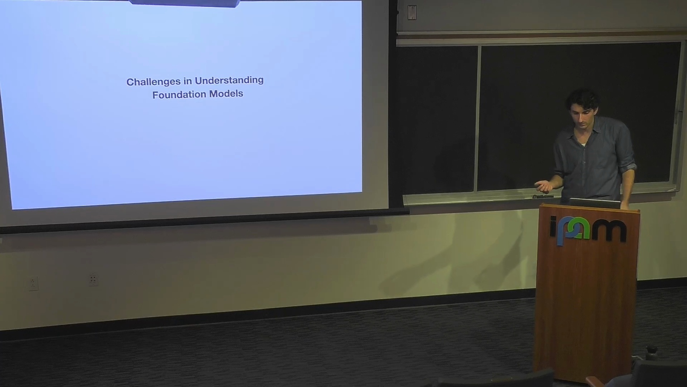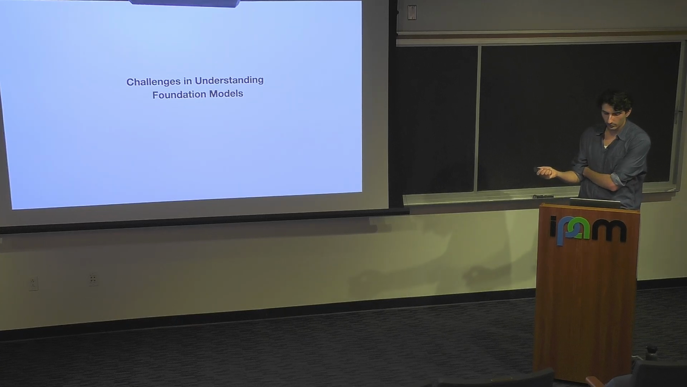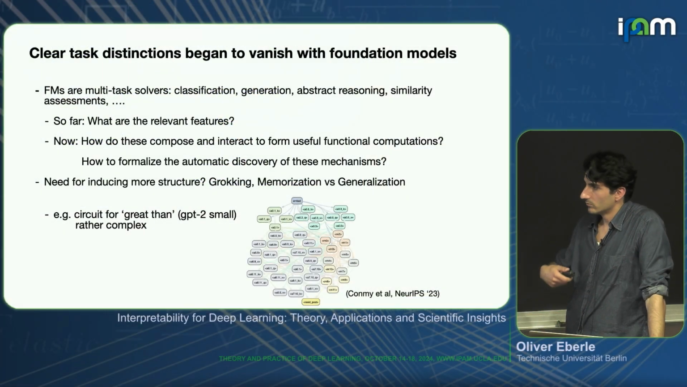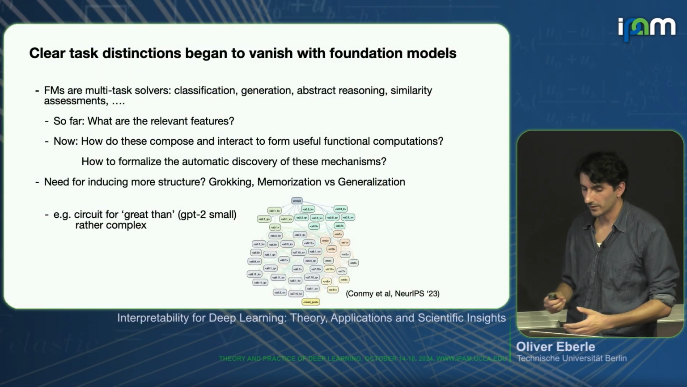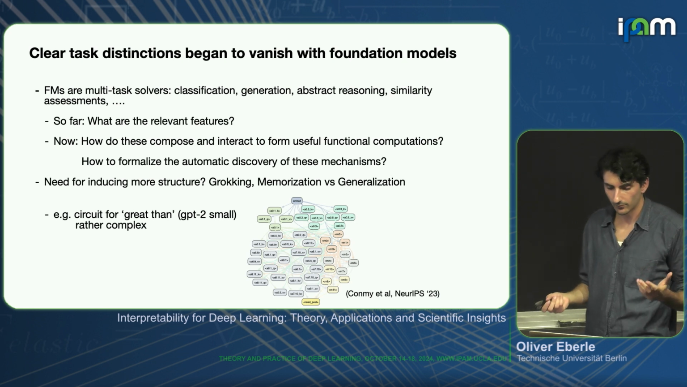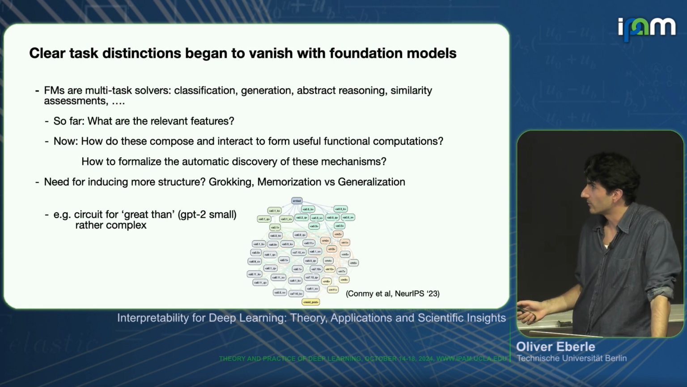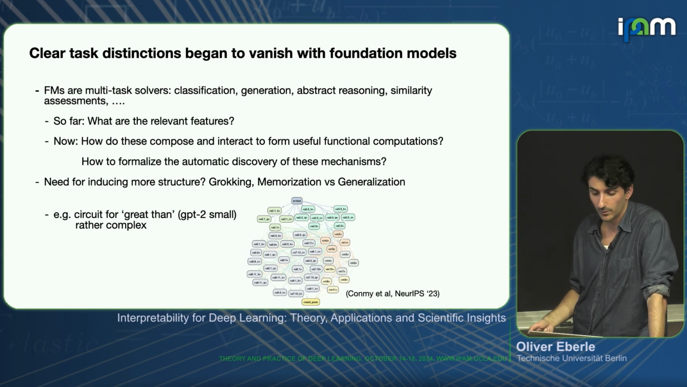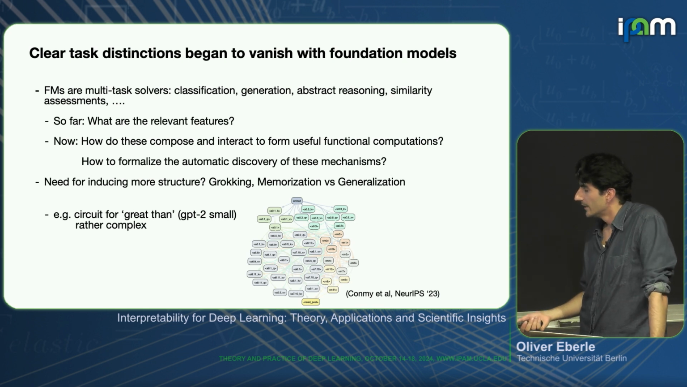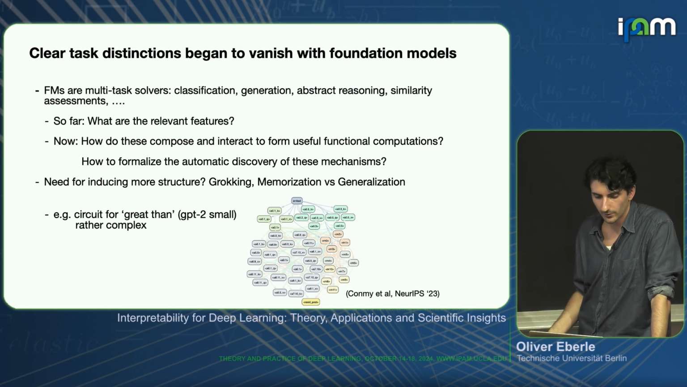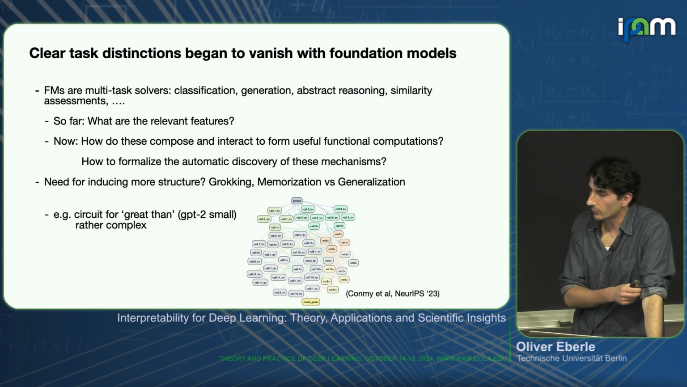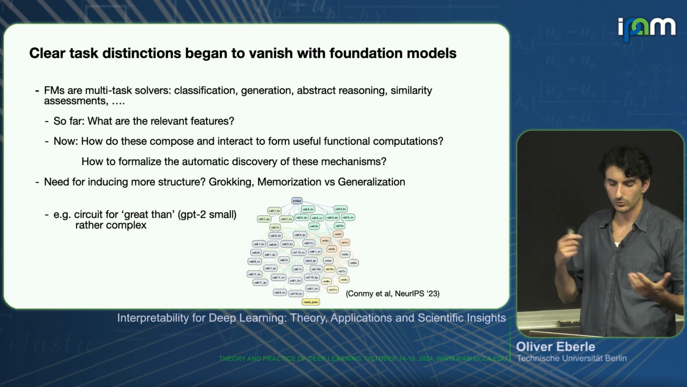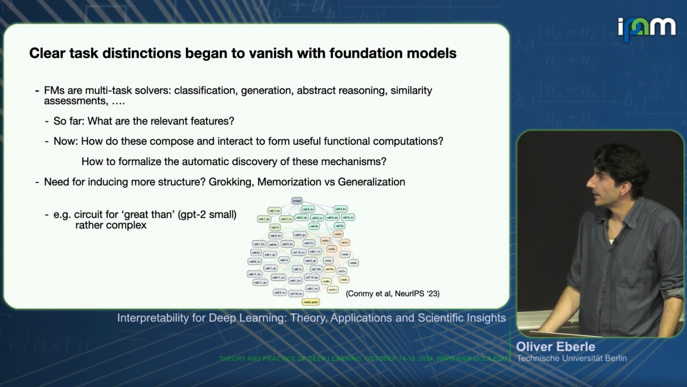One of the things I wanted to mention towards the end, which I think is interesting to discuss with all of you, is that in the age of foundation models, this whole idea of a task is kind of distinct. We have models that can solve all types of tasks. They classify, they generate, they can maybe reason in abstract ways, they can compute similarities, find you similar samples. So the question of what is a relevant feature is maybe a strange question that used to be our common framework.